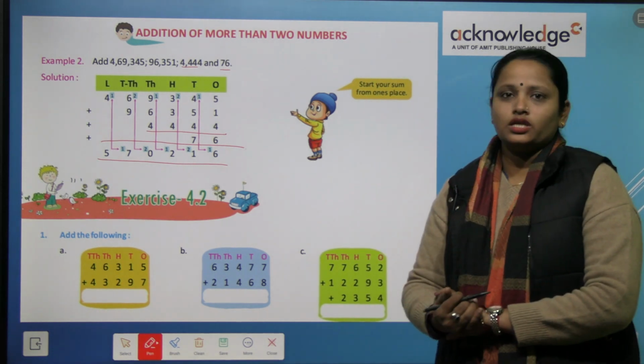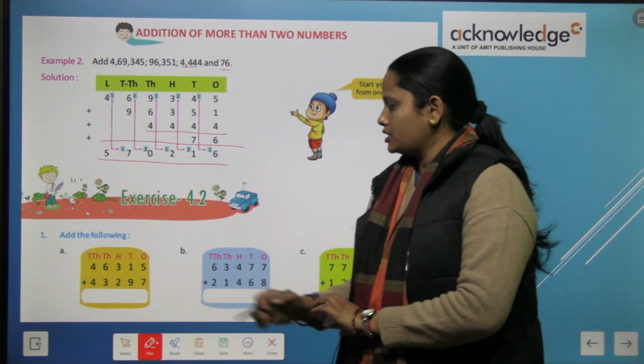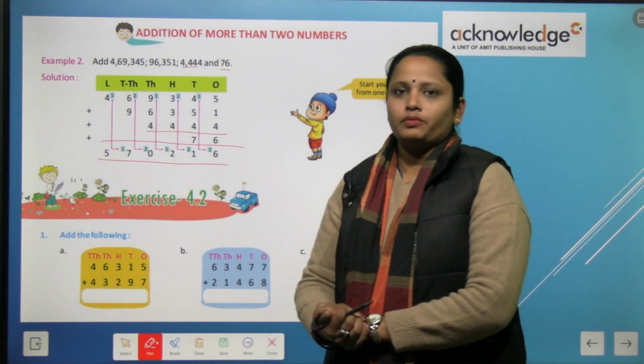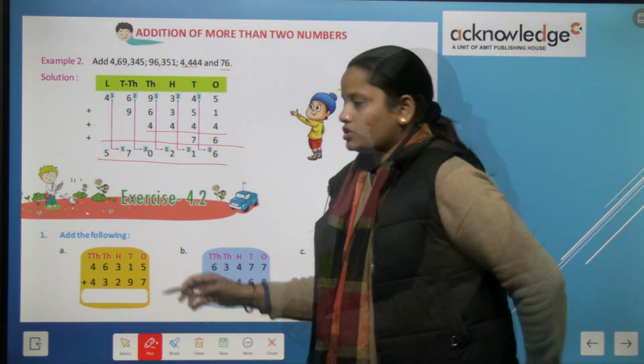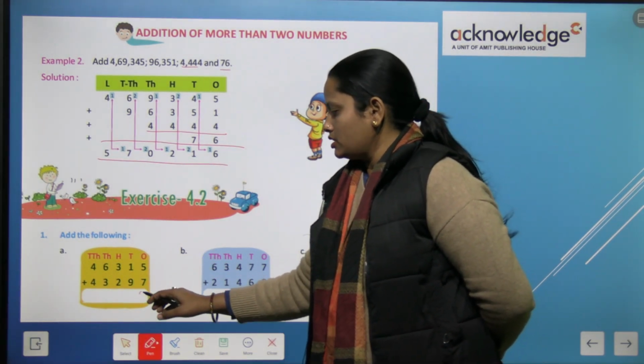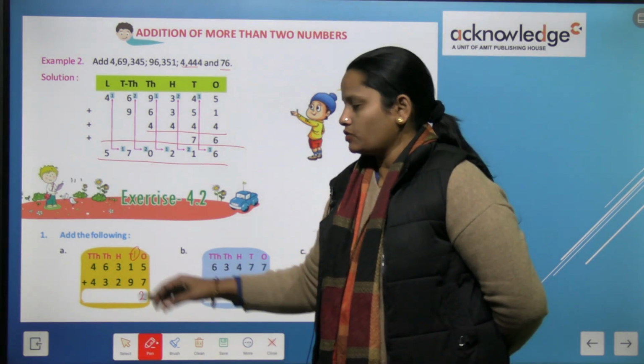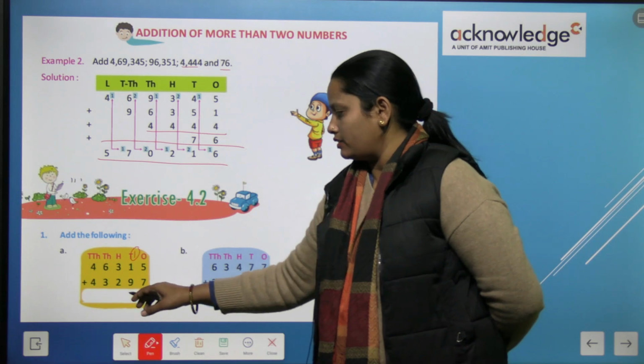Now let's do this exercise number 4.2. Here the first question is 5 plus 7. So children, here the first question is 5 plus 7. So here the answer is 12. 1 is carried forward. Next 9 plus 1 is 10 and 10 plus 1 is 11.